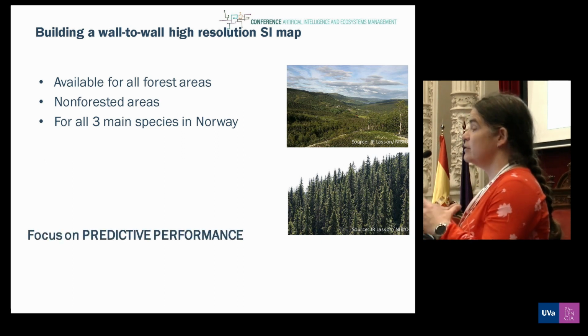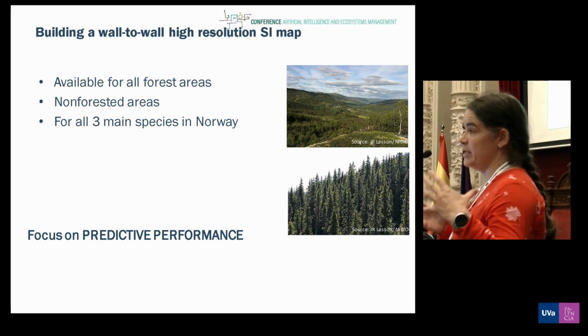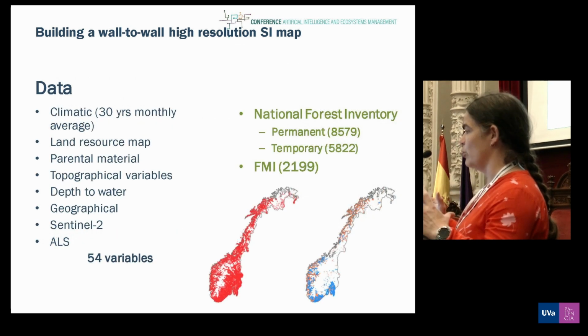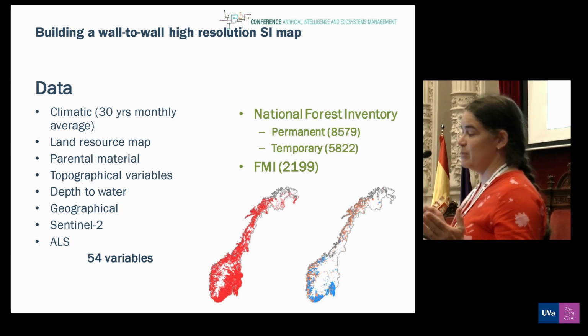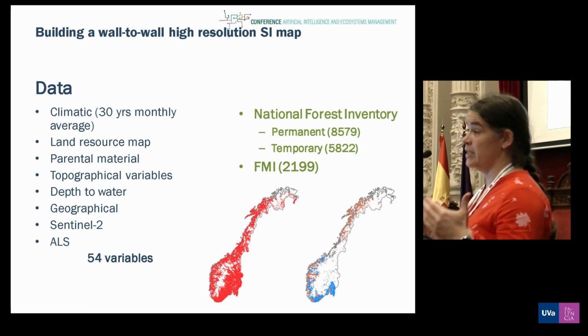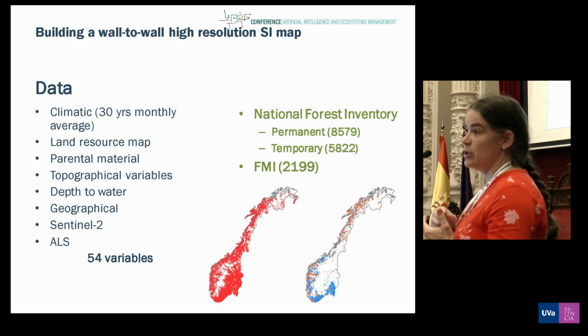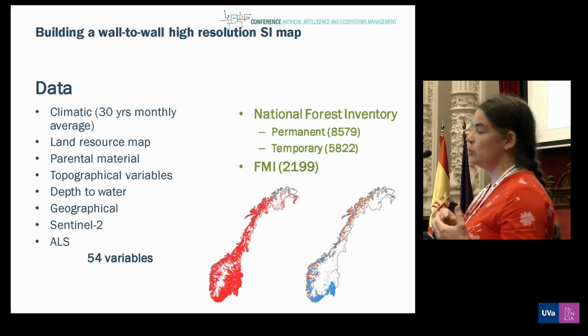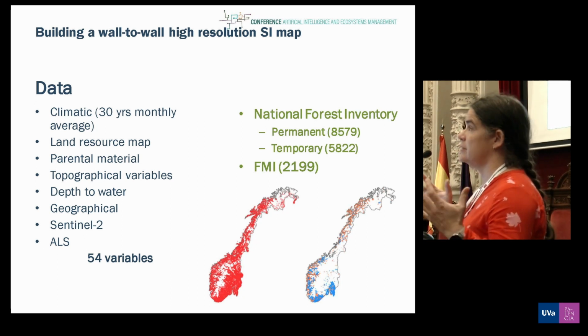Okay, so the focus is on predictive performance. We wanted a model that predicts well, that can fill up the whole of Norway. What data do we have? Potential variables. There are 54 variables that we used. There are climatic variables, temperature and precipitation. There is a land resource map that is from the 70s.